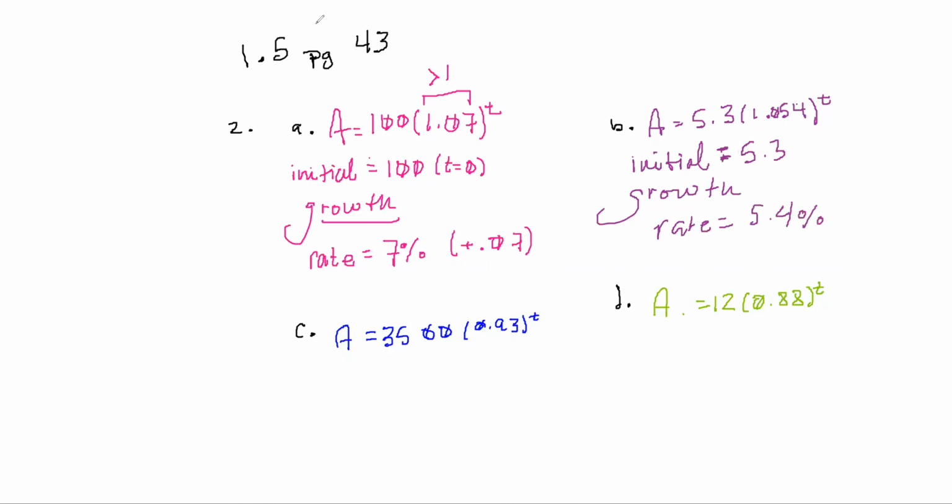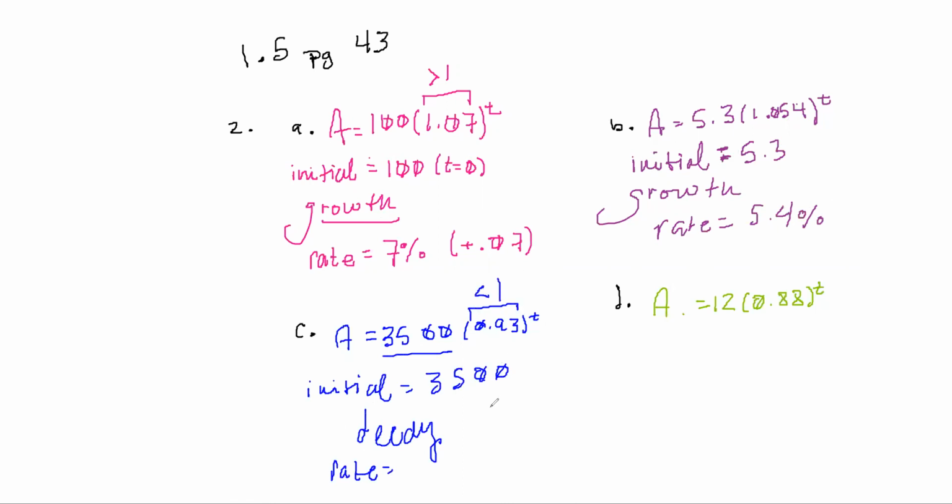Cool. Let's do the same thing here. Our initial value is going to be right there, so that's going to be 3,500. Growth or decay? Decay. And that's because this is less than 1. And what is my decay rate? 7%. Awesome.